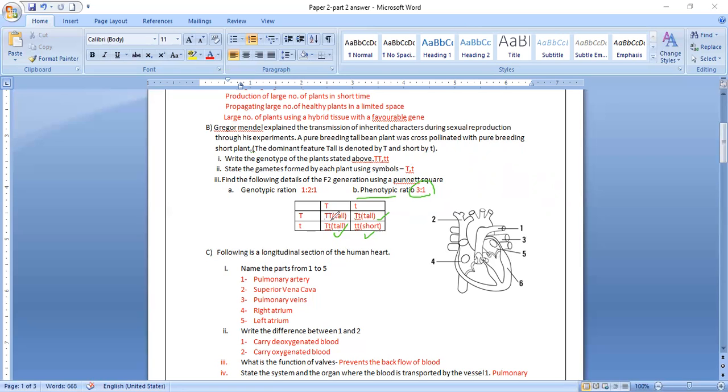See, this is capital T, capital T. You have only one capital T, capital T. Then capital T, small t, capital T, small t. You have 2. So 2. Then small t, small t, you have 1. So 1:2:1. So that is the genotypic ratio. Okay, is that clear?